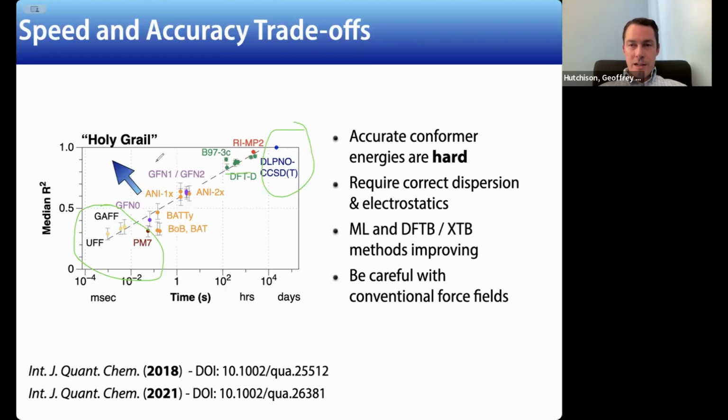And then right here in the middle, reflecting a nice balance, are these GFN methods from the Grimme group and a couple of emerging machine learning methods as well. The reason I'm mentioning this speed and accuracy trade-off is because the hope, the holy grail, so to speak, is that machine learning methods can push towards the accuracy of advanced DFT methods or ab initio methods, but with force field speed. We're just not there yet.